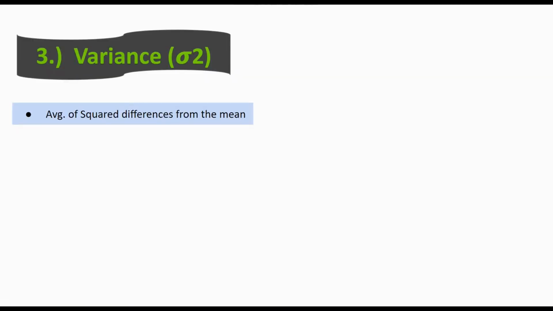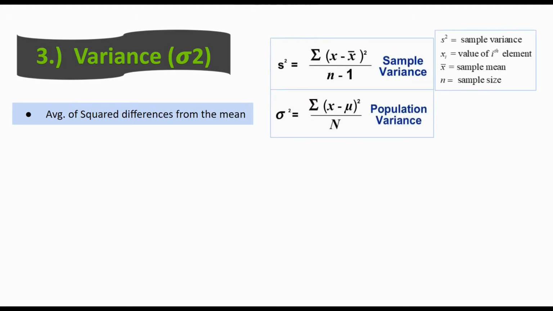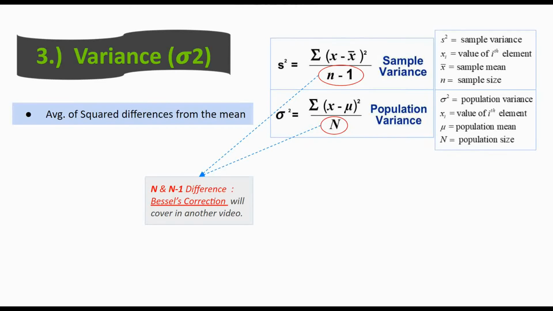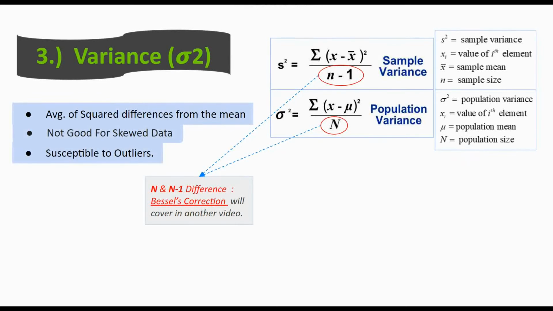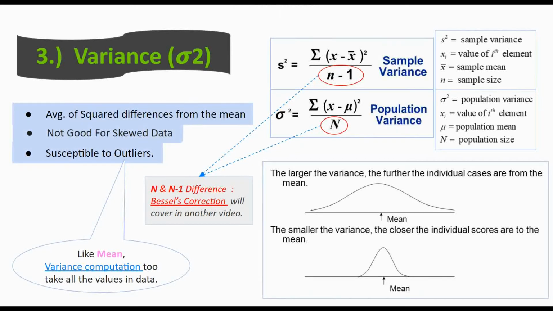Next measure is variance. We all know it's the average of squared differences from the mean, and we are quite familiar with the formula, both for the sample variance and the population variance. The n minus 1 in the denominator is due to Bessel's correction. We can cover that in another video. Again, it's not good for skewed data and also susceptible to outliers like the mean, because it considers all the values in your data set. The larger the variance, the further the individual cases are from the mean. The smaller the variance, the closer they are to the mean.